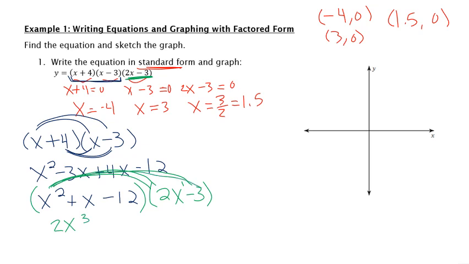x squared times negative 3, I get negative 3x squared. I'm now going to go to the next piece, which is I have to multiply 1x to everything in that second parenthesis, right? So x times 2x is 2x squared.